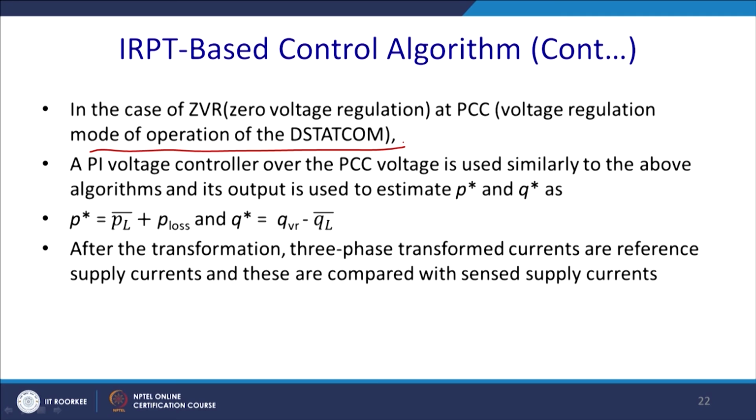Now, in this case of the ZVR or the zero voltage regulation at PCC, the voltage regulation mode of operation of the Dstatcom, a PI voltage controller over the PCC voltage is used similarly to the above algorithm, and its output voltage is used to estimate P star and Q star as P star equal to PL plus P loss and Q star equal to QVR minus QL. After transformation, this 3-phase transformed current are the reference supply current, and this is compared with the sensed supply current.